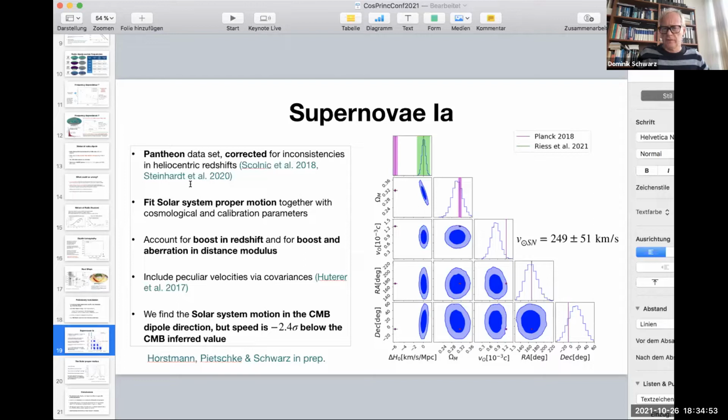Here you see the declination and right ascension. The purple lines are the CMB directions, so you recover, of course, the dipole. This is the velocity that we recover, which is smaller than the Planck velocity. I found it quite interesting that after you do these corrections that Tamara was pointing out, you find a result in better agreement. But on the other hand, you also find that the solar motion dipole should be smaller than actually inferred from the CMB.